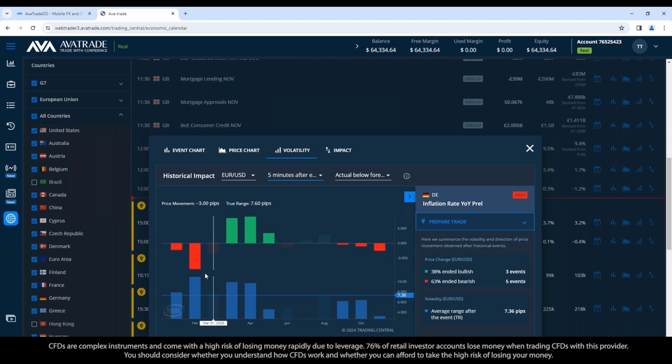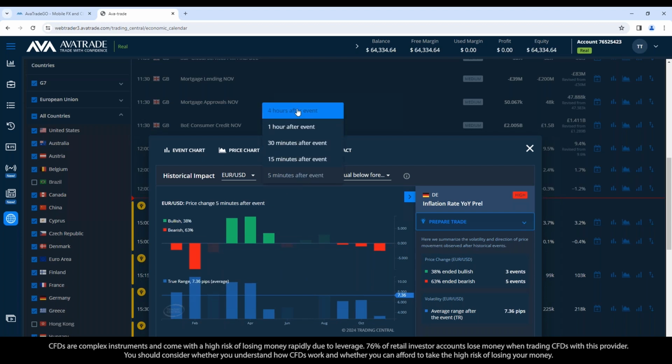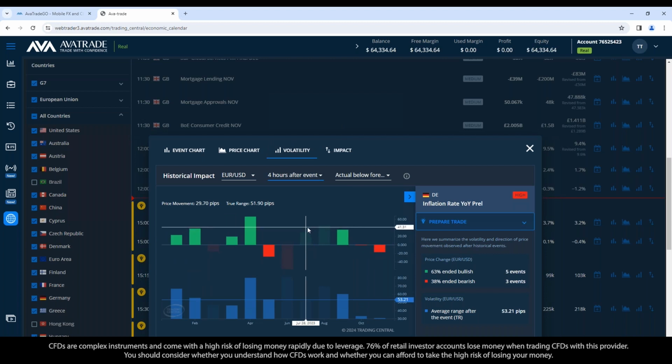So a lot of times you have a false move that doesn't go in the same direction as the bigger move over the course of the next few hours. Okay, and so the data shows here that there could be a statistical advantage if the inflation rate comes in below forecast on this announcement to buy on the Euro USD, right?